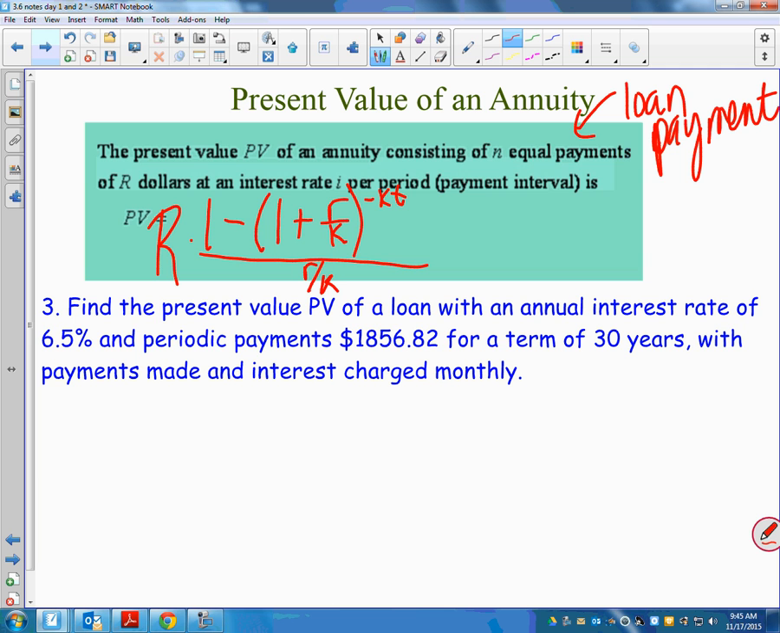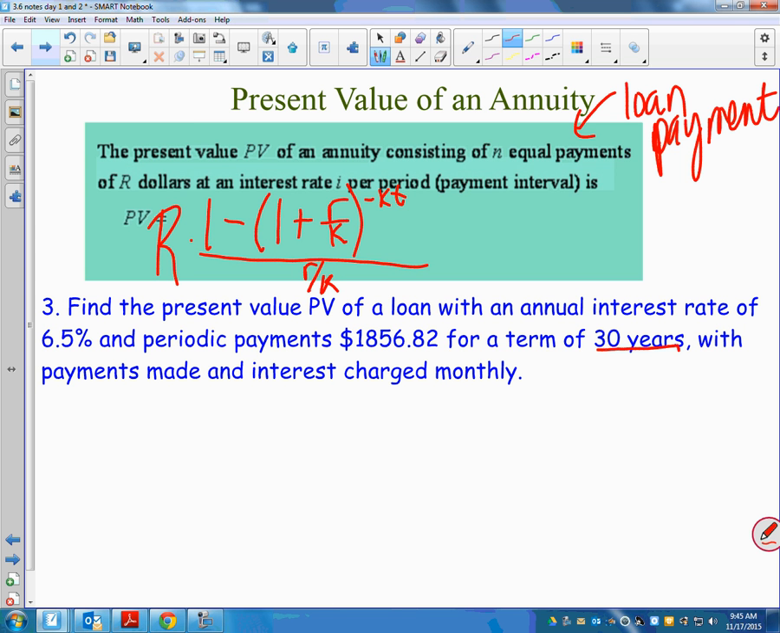So, one big deal on the test is knowing which formula to use, whether you're investing money periodically or you're paying payments every month or whatever. So, notice on this one it says, find the present value of a loan with an annual interest rate of 6.5% and periodic payments of $1,856.82 for a term of 30 years with payments made and interest charged monthly.